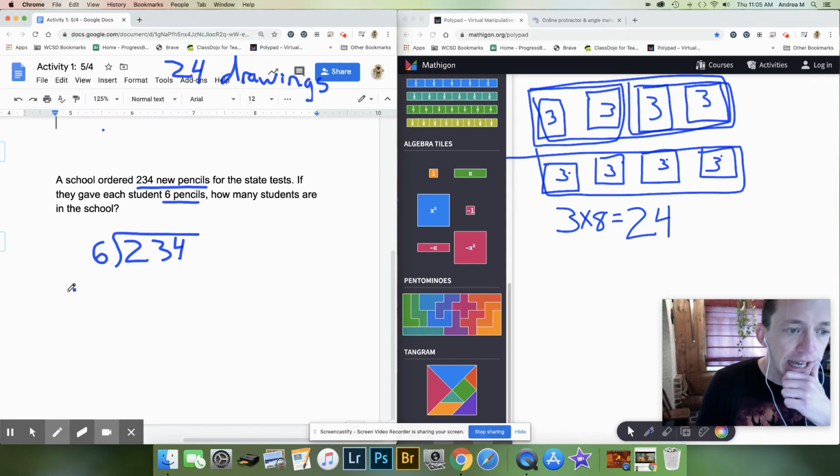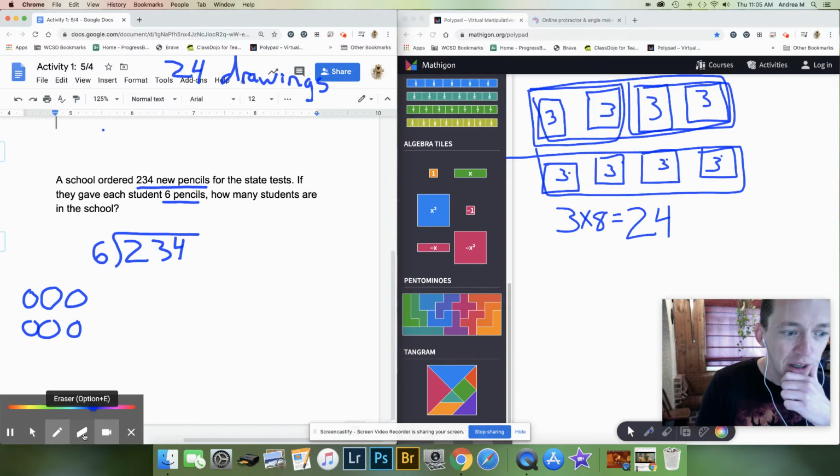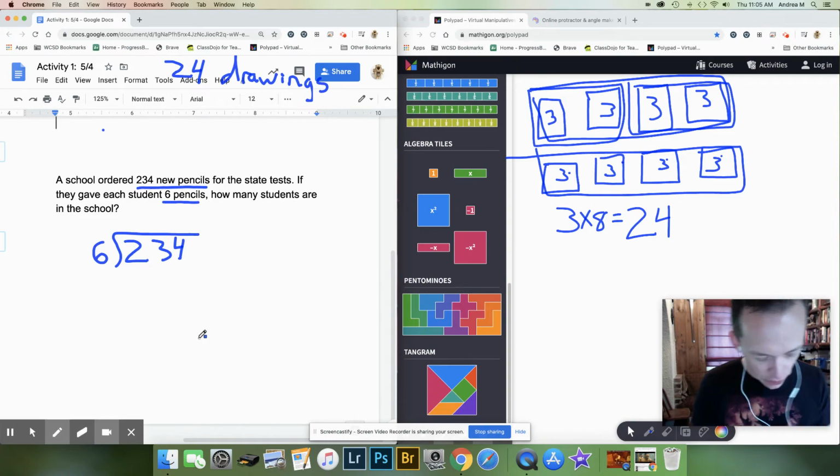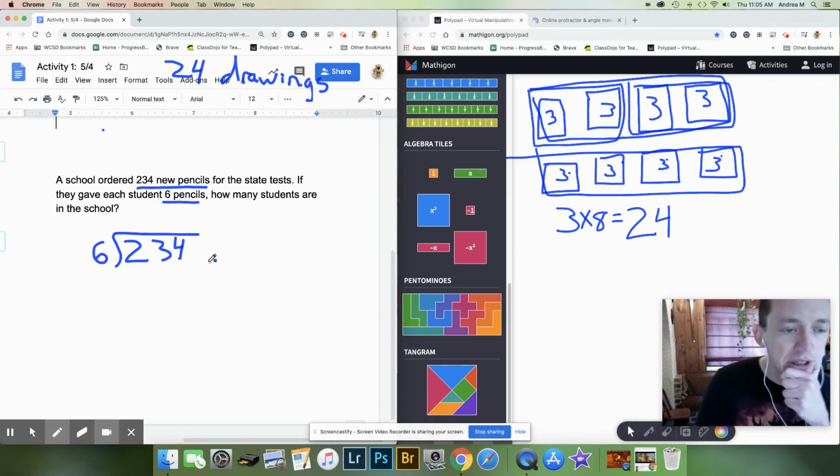Now we could do that whole deal where we draw 6 circles and share out 234, but honestly, that would be terrible. So we need to think about our multiplication and just review our division and what we did. We could do this a couple different ways, but the quickest way, we could say, if we did 6 times 30, what would that equal? Well, 6 times 30 is 180.